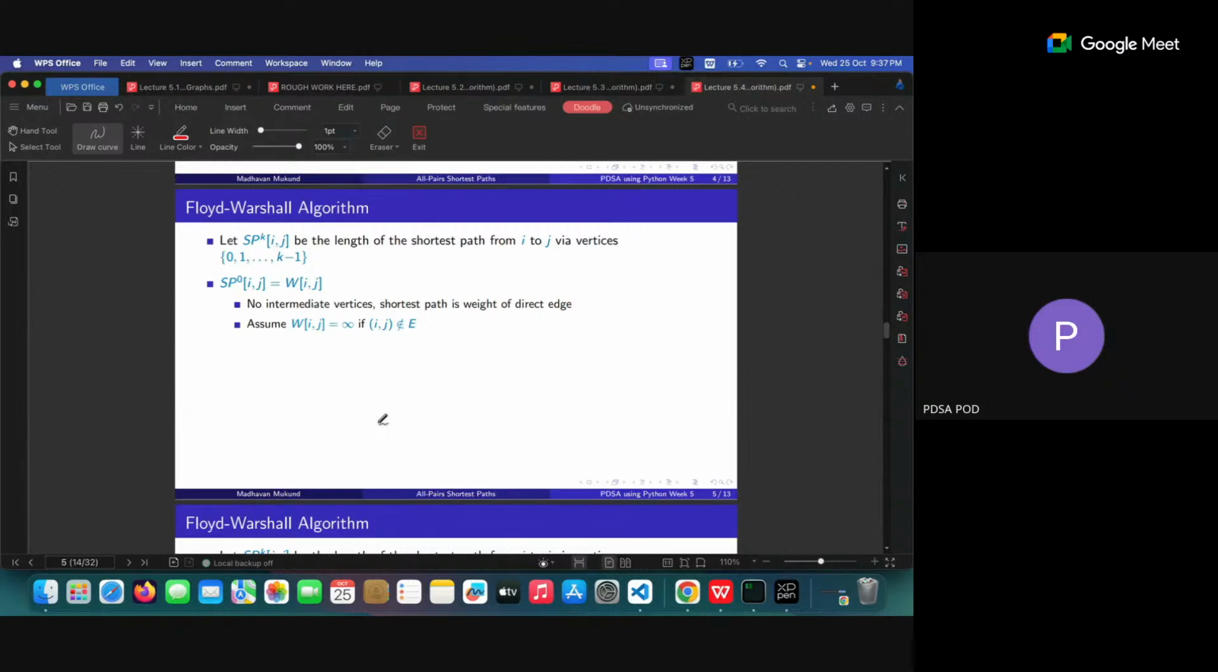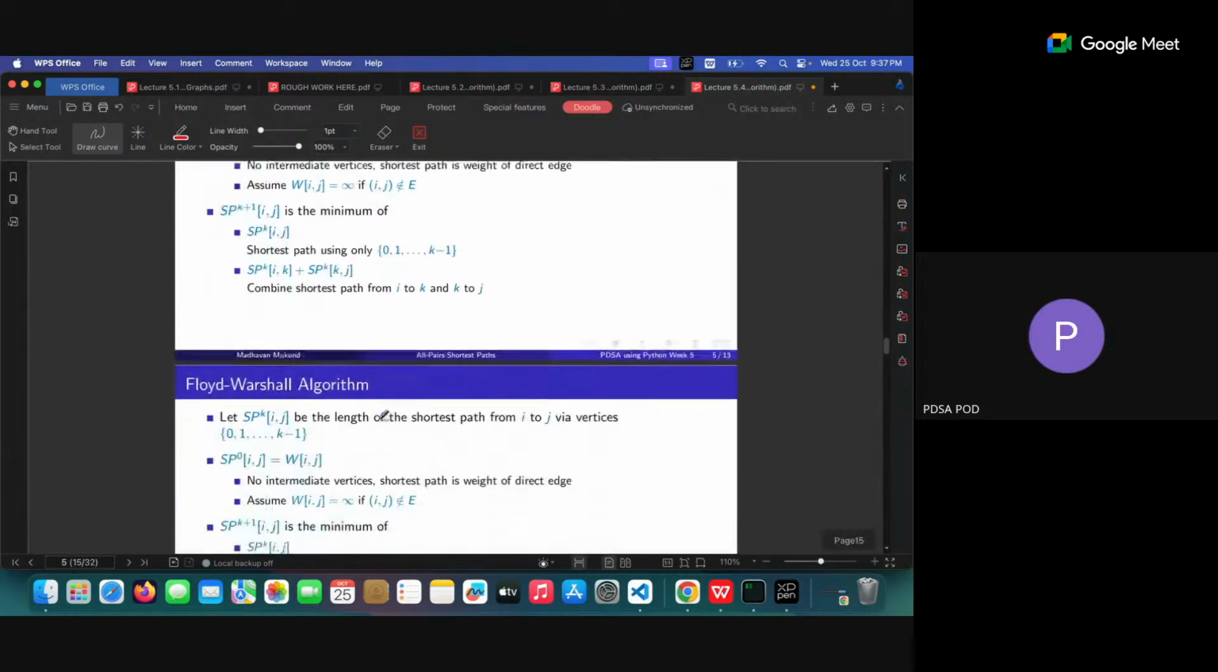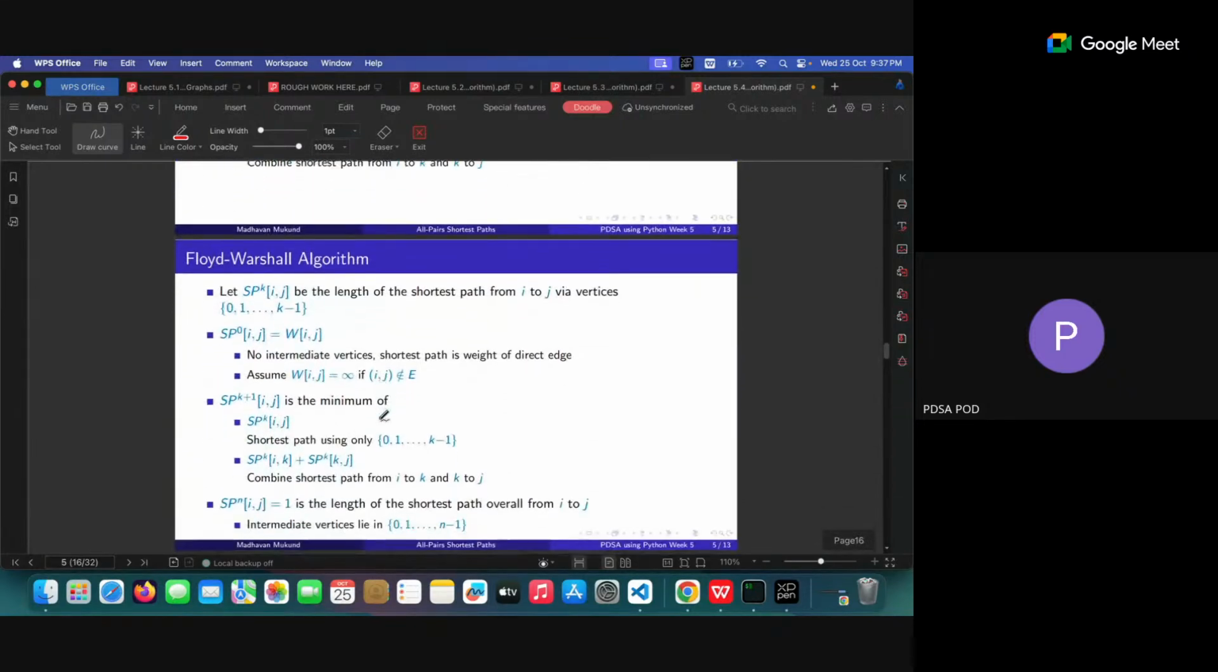Let me go for a complete version of the Floyd Warshall's. I hope that this is a duplicate one. Yeah, the 16th one is a unique one.